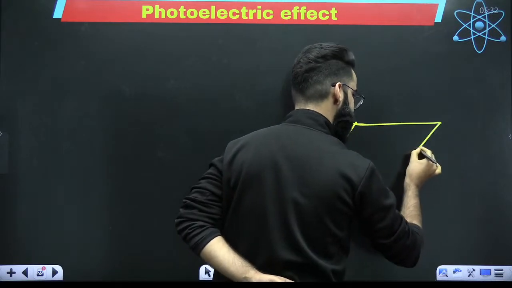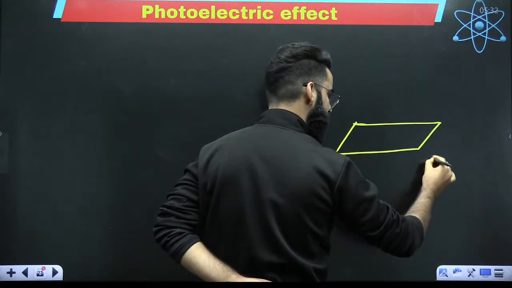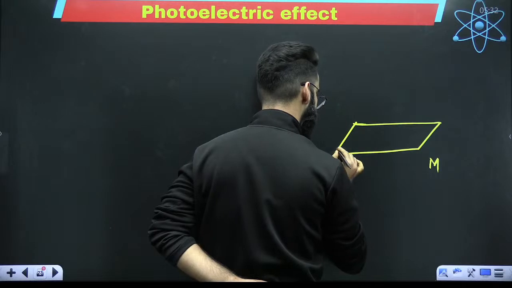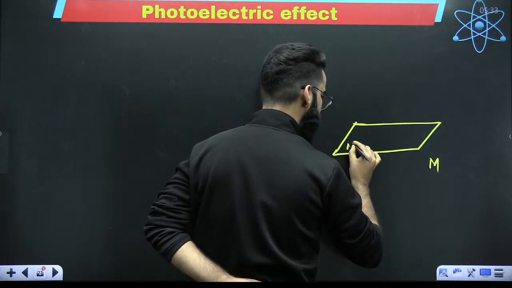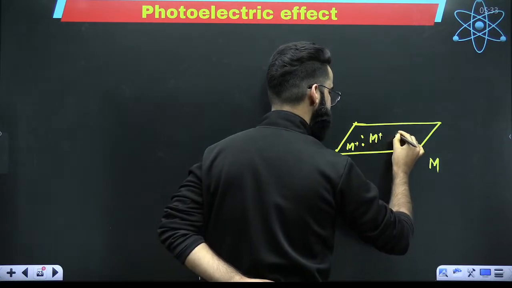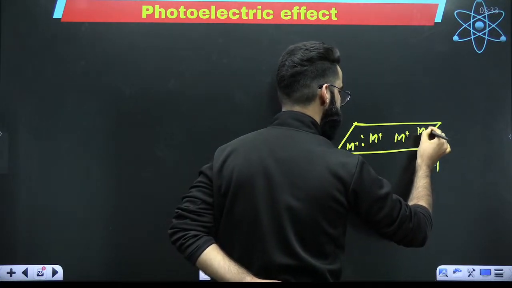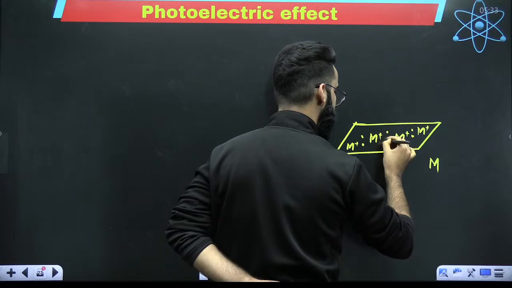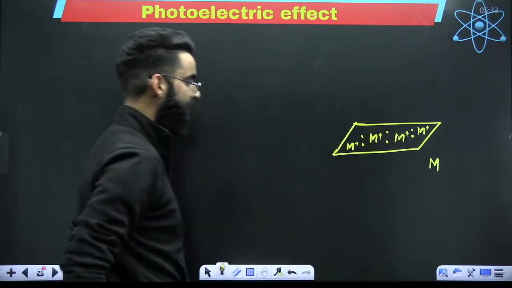Imagine that this is the surface of the metal M. Now, on the surface, what do you observe? You'll be observing M positives and millions of electrons.